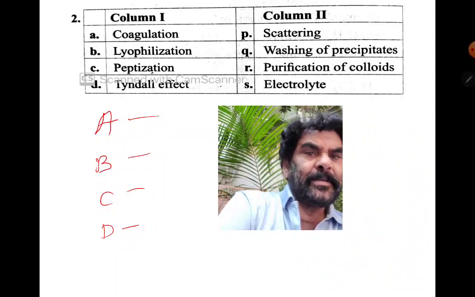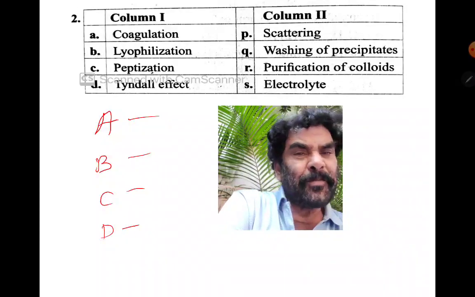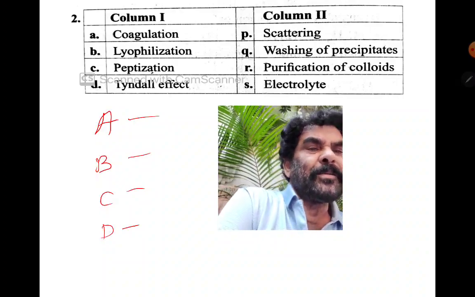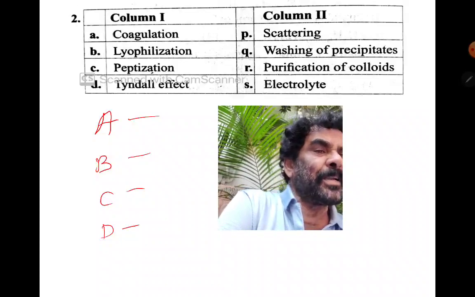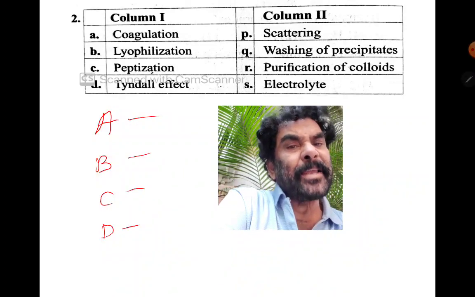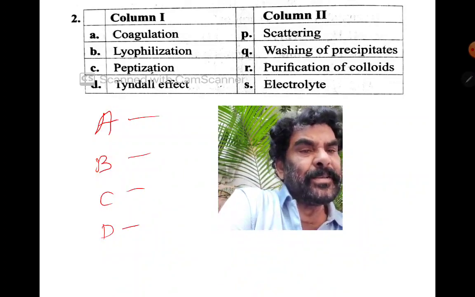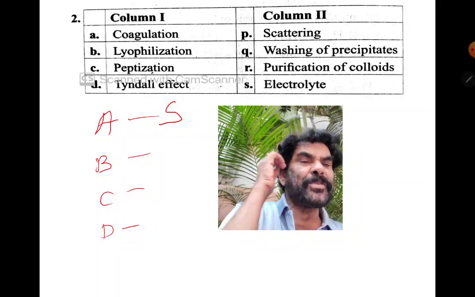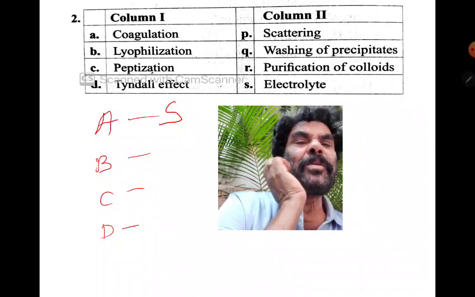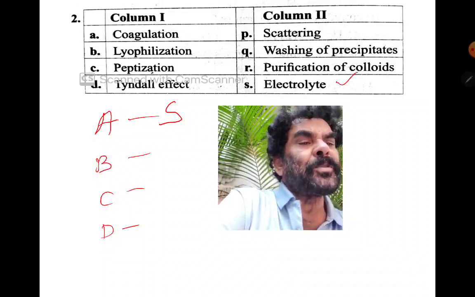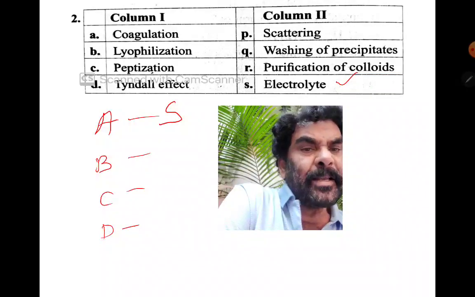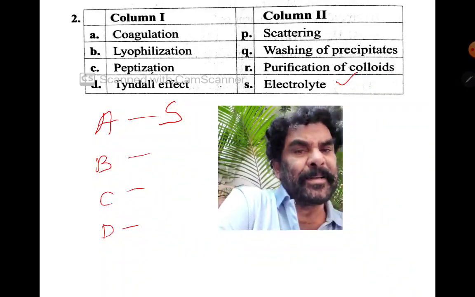Check the coagulation: conversion of the colloidal solution into precipitate is coagulation. So what is correct? Scattering, washing of precipitate, purification of colloids, electrolytes. By adding the electrolyte, we can carry out the coagulation. So S is correct. The process of conversion of the colloidal solution into suspension is called coagulation. To carry out the coagulation, the more common procedure is adding the electrolyte. So that is correct. And lyophilization, keep that aside.